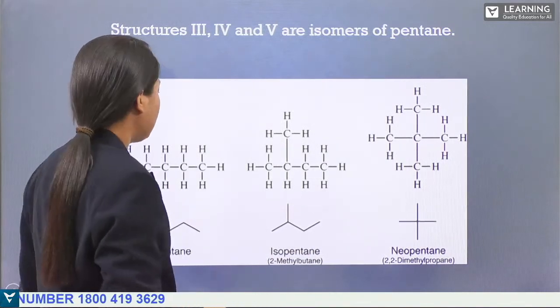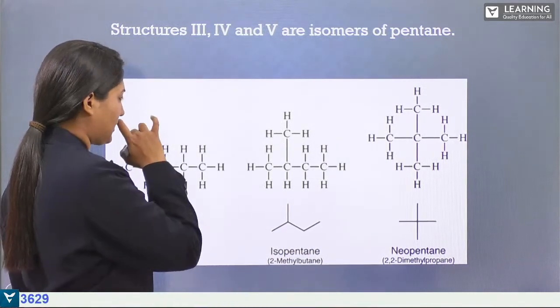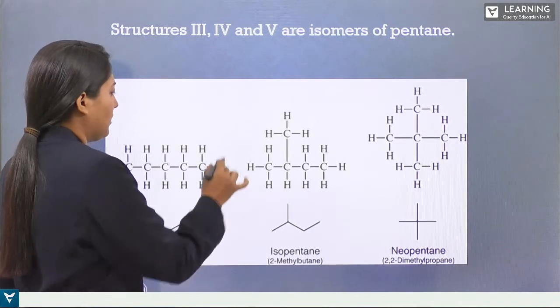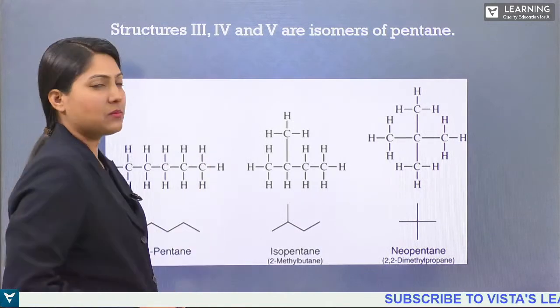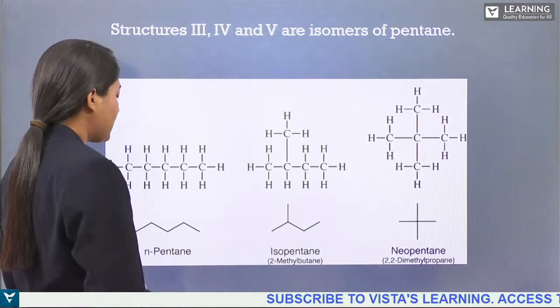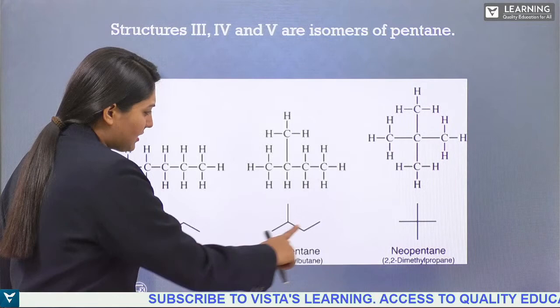Hope you understand, students. Here we have the structure with all 5 carbon atoms as the parent chain, so we call it N-pentane. We have these structures here, right?